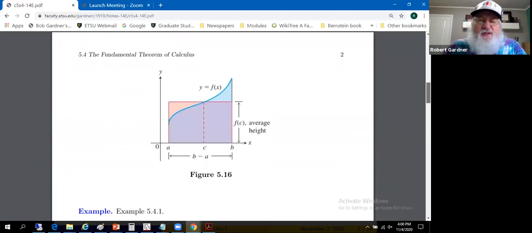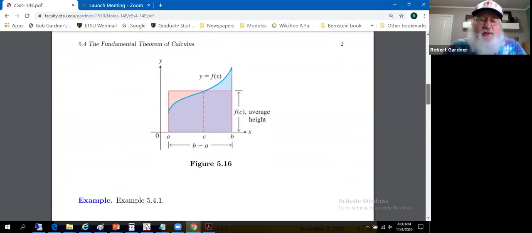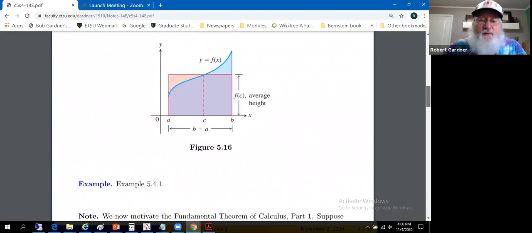Not too surprising when you see the picture, actually. Let's illustrate that. Example 5.4.1.